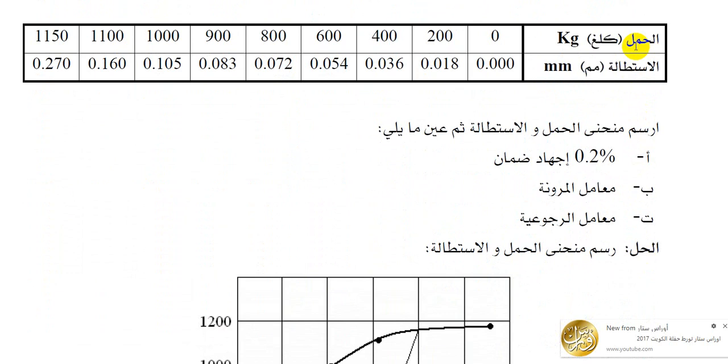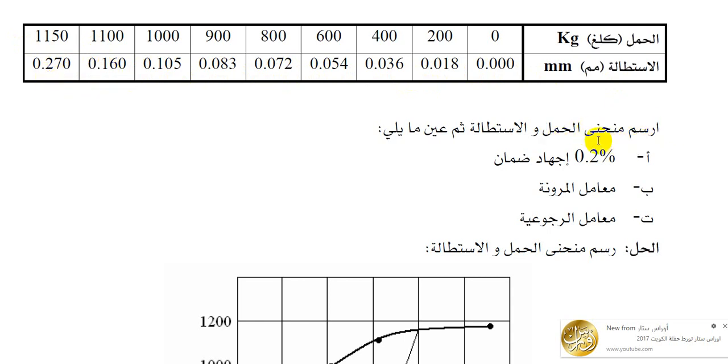Load in kilogram: 0, 200, 400, 600, 800, as you can see right in front of you, up to 1100 and 1150. The elongation is as follows: 0.00, 0.018, 0.035, 0.05, 0.072, 0.083, 0.105, 0.150, and 0.270.